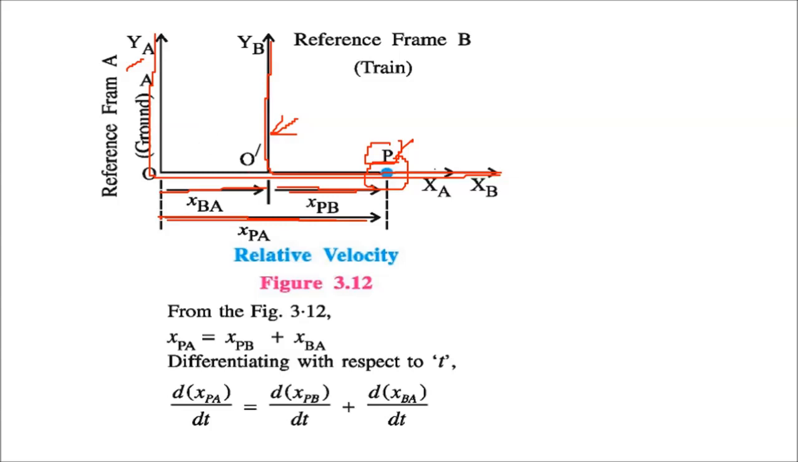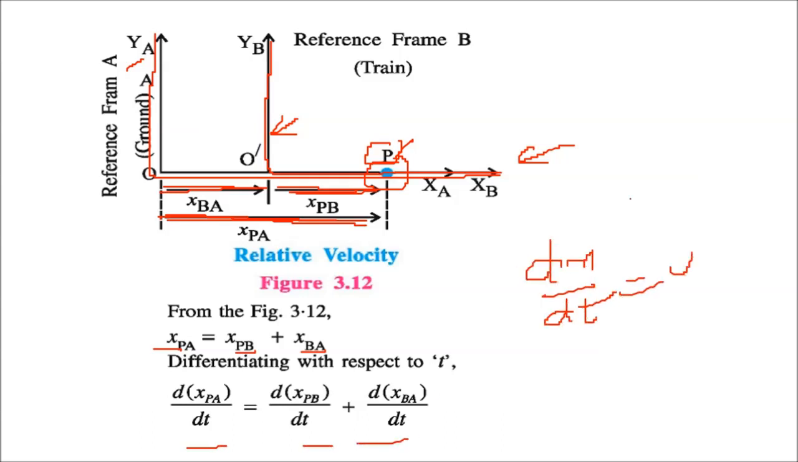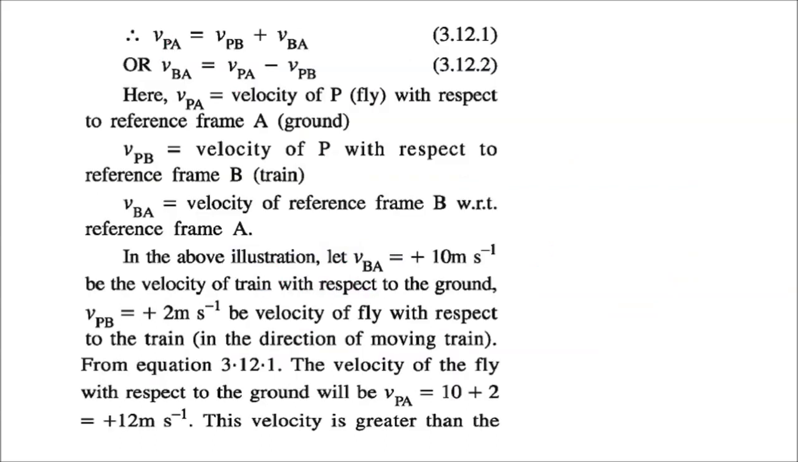Now in this figure, please see that XPA is simply equal to XBA plus XPB. So XPA equals XPB plus XBA. Now differentiate it with respect to t, and we know that dx by dt is velocity only. So VPA is equal to VPB plus VBA, and let us rearrange it. VBA will be VPA minus VPB.